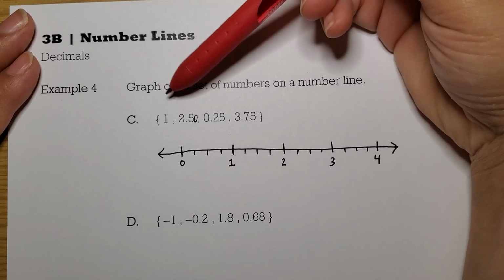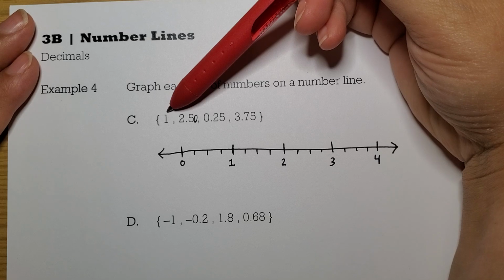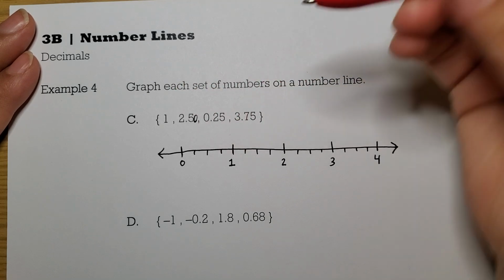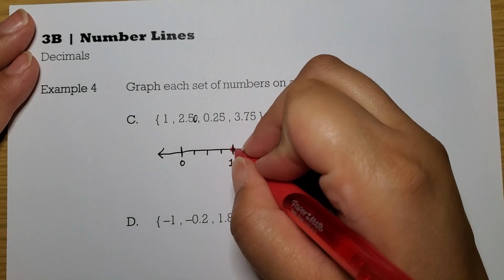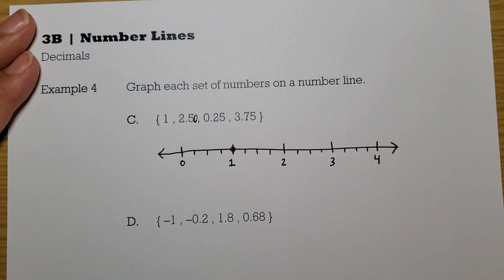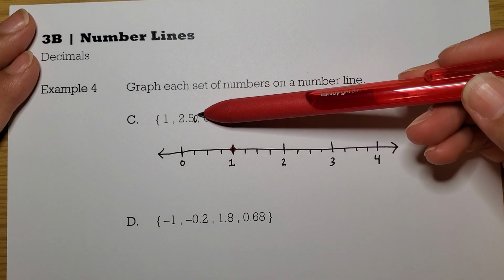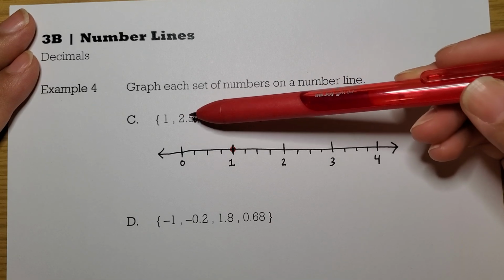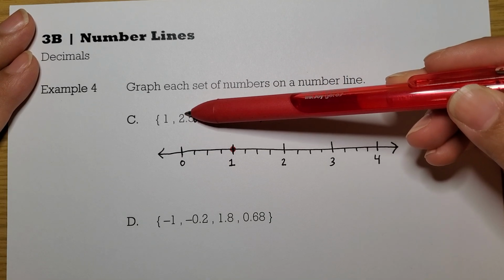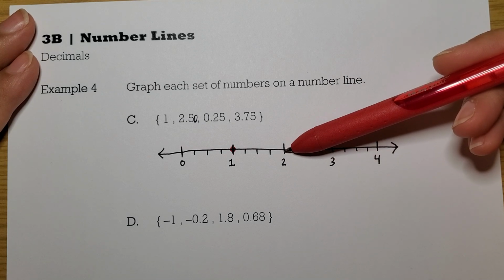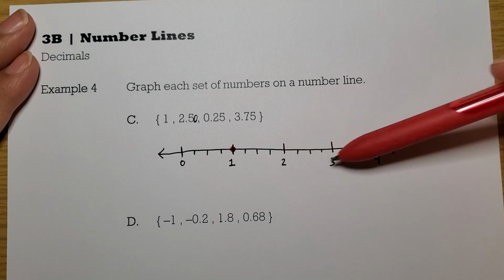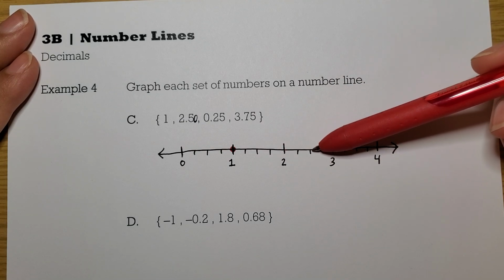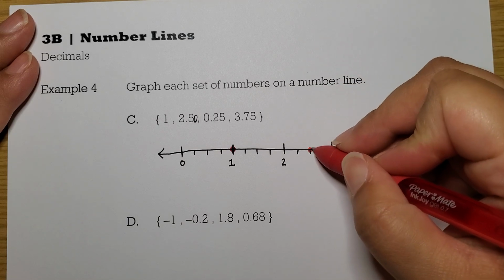So the easiest one is 1, because it's exactly one of those numbers we have labeled right here. So I'm going to graph a 1 by putting a dot there. Next we have $2.50, so that's 2.5. When graphing a number like this, I'm going to go over to 2, and then I want to go halfway between the 2 and the 3. So halfway is like right here.